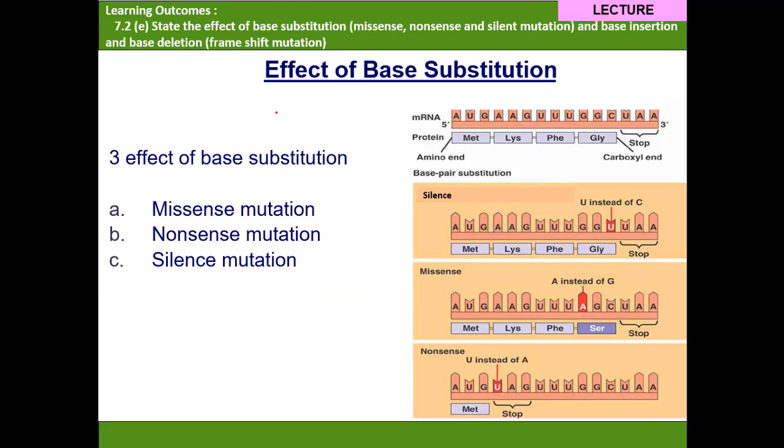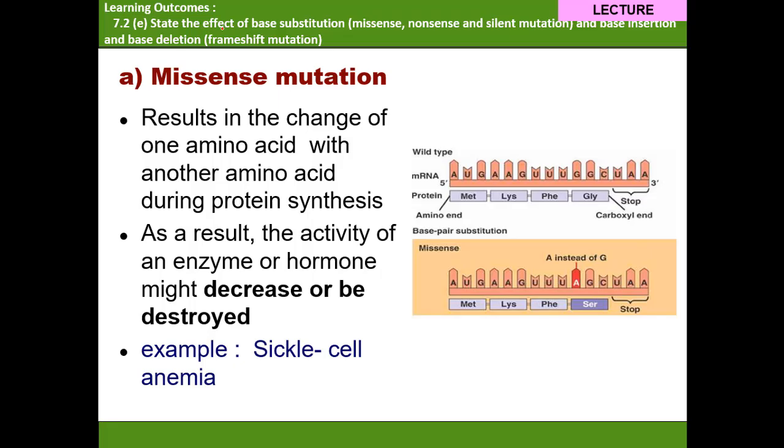So in this slide, there are three effects of base substitution, which are A. Missense mutation, B. Nonsense mutation, and C. Silent mutation. The effects of base substitution are missense, nonsense, and silent mutation.